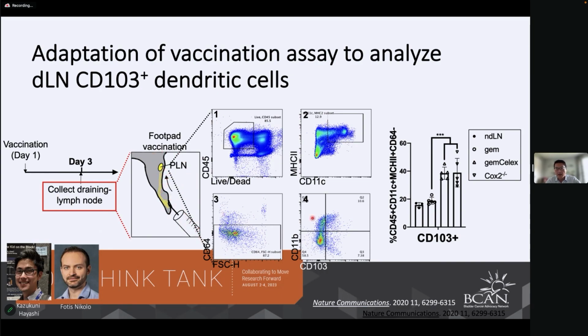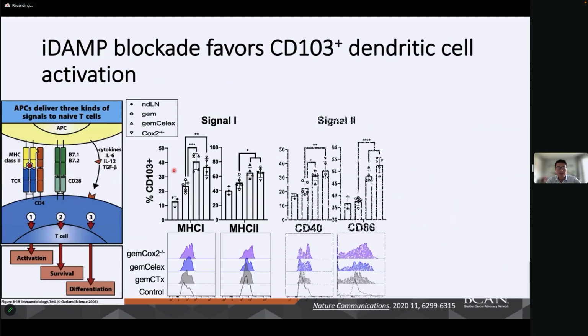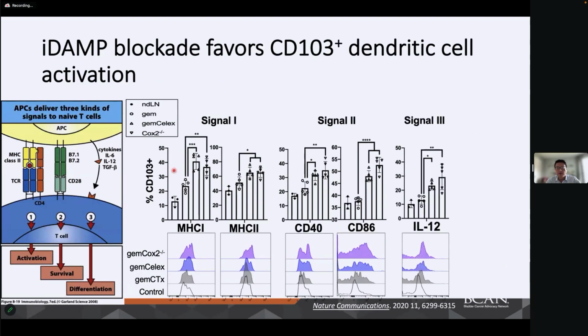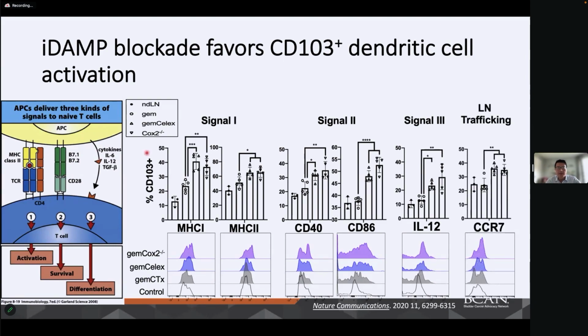We repeated that assay, and we show that there are more CD103 positive dendritic cells that are drained into the lymph node. And we found that the signal 1, 2, and 3 that I mentioned earlier are being enhanced or induced in these dendritic cells, indicative of their activation status, as well as a lymph node trafficking signal.